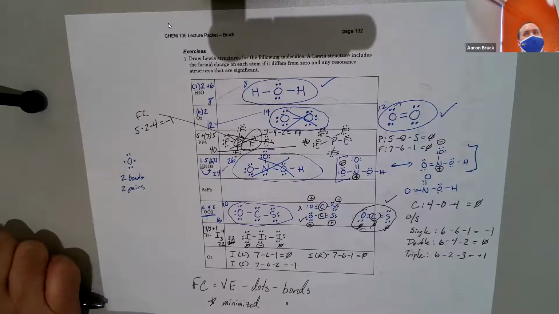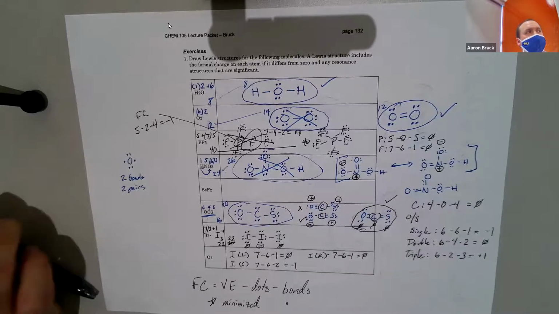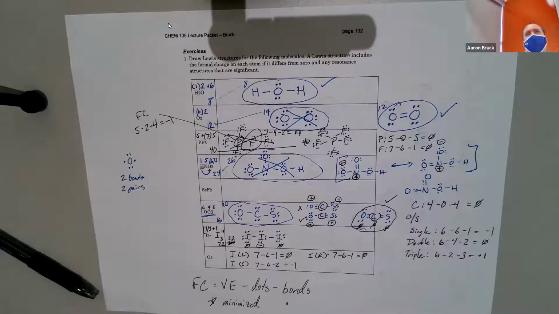Okay, Aaliyah's made a really good point here. This is a charged particle. This is an ion. There's going to be formal charge somewhere. Remember, the sum of all the formal charges has to equal the charge of the species. So I've got to have a -1 net charge somewhere. It just happens to be on the center atom this time.